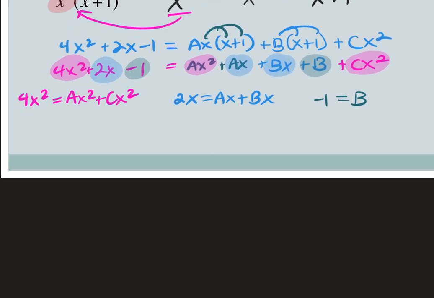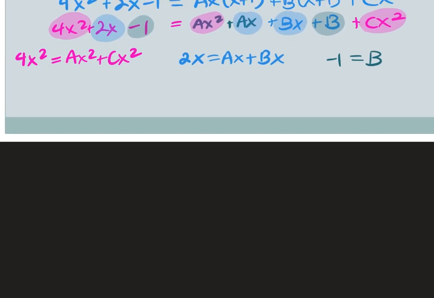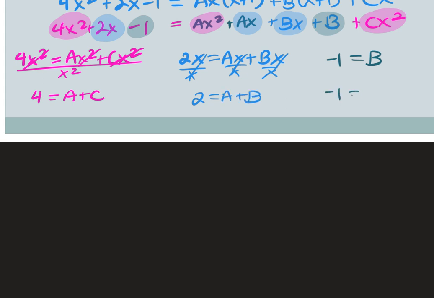Okay, now I'm going to cancel out all my variables, because on the left, if I divide everything by x squared, all of them go away. I get 4 equals a plus c. In the middle, I'm going to divide everything by x. They would all cancel, and I get 2 equals a plus b. And at the end, I already know b is negative 1. Now I have an equation with an a and a c, an equation with an a and a b, and then an equation with just b.